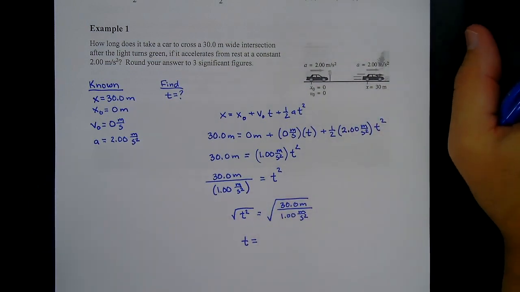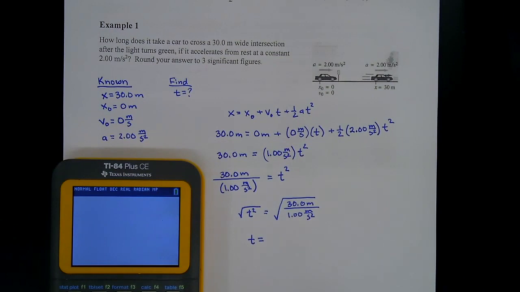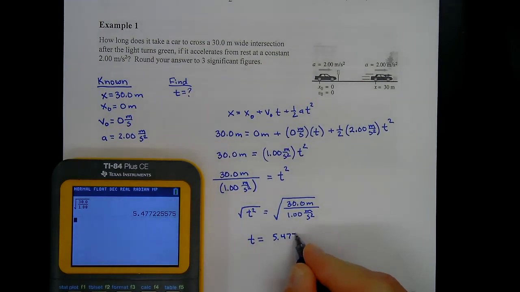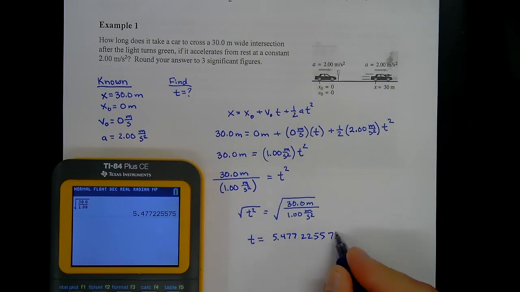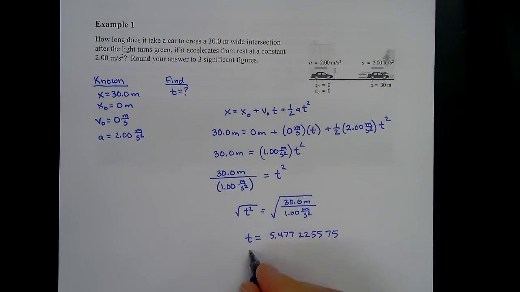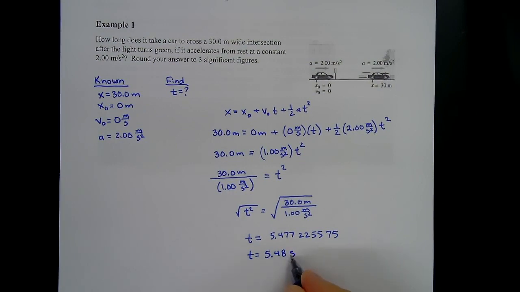All right, so let's put that in our calculator. We have the square root of a fraction, which is 30.0 divided by 1.00. You could just put one. And you get 5.4772255. This is way more precise than we're supposed to be, so we need to do three significant figures. 5 is the first one, 4 is the second one, this 7 is the third one. So this 7 makes this 7 become an 8. So we should be reporting 5.48, and this would be seconds.